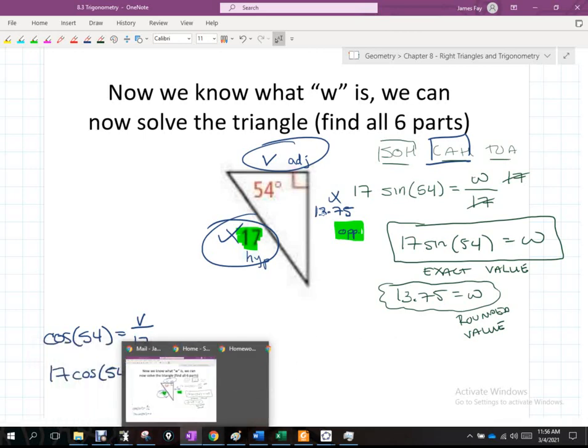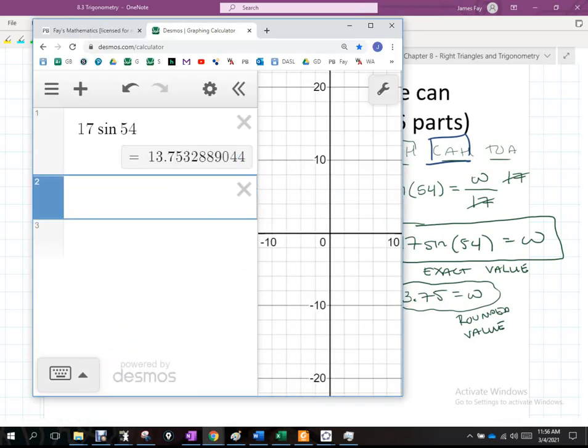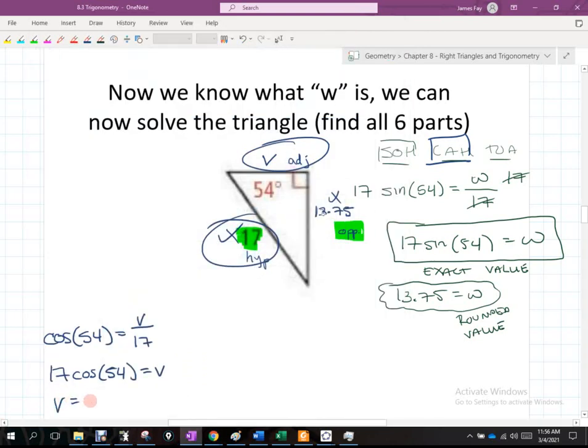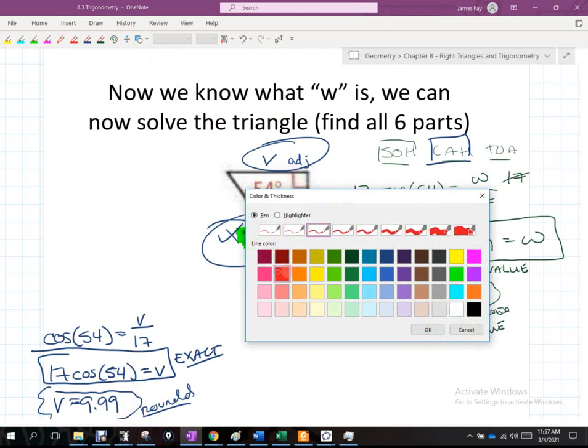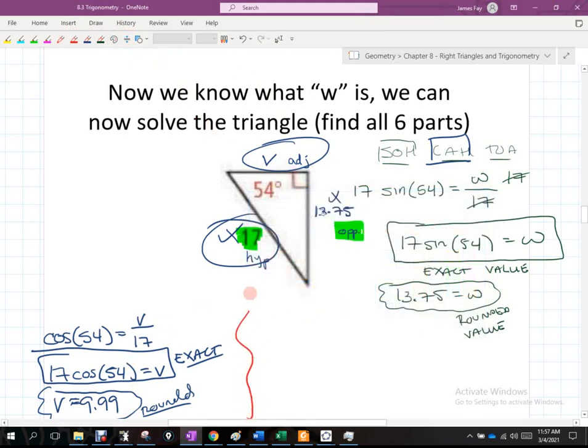Obviously, not sure where that is on the number line. So I'm going to type in 17 cosine 54 on my calculator. 9.99 is the length of that. So V is approximately 9.99. Again, that's rounded. And this here was the exact, correct? Is everybody okay with that? All right, I'm going to do the same procedure to find V.